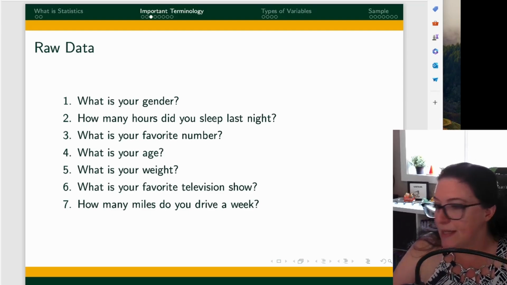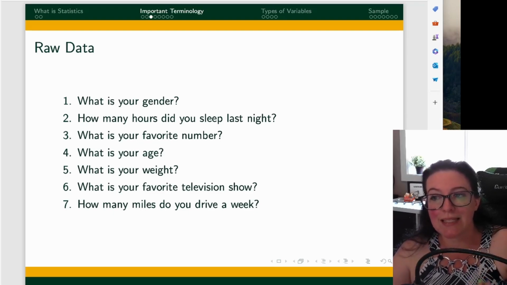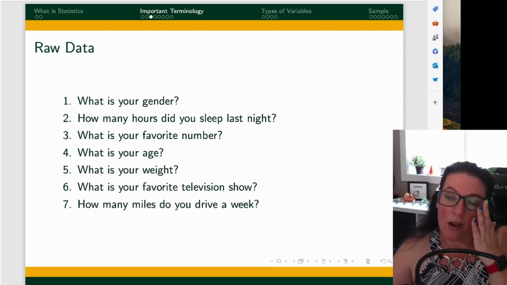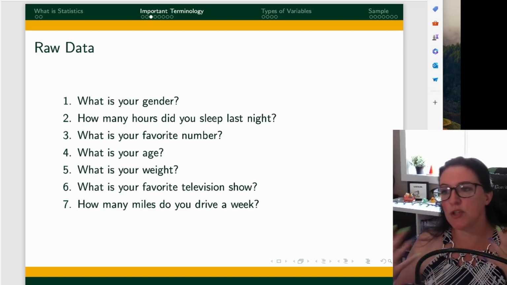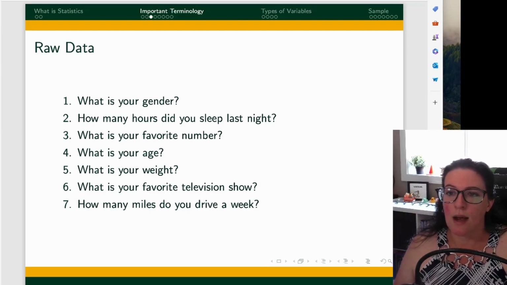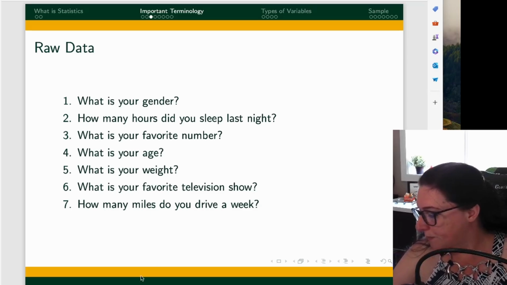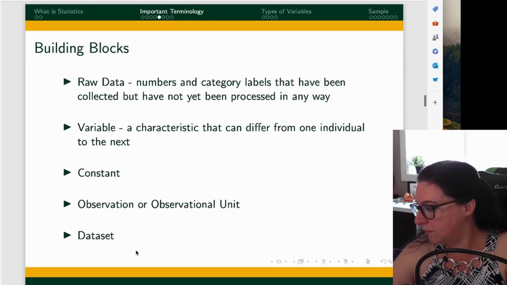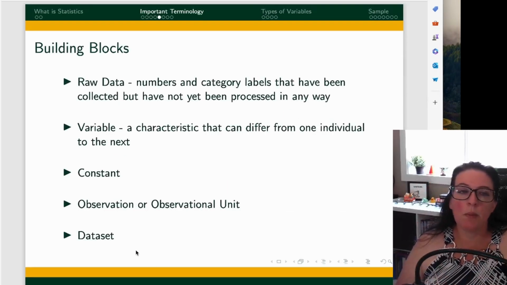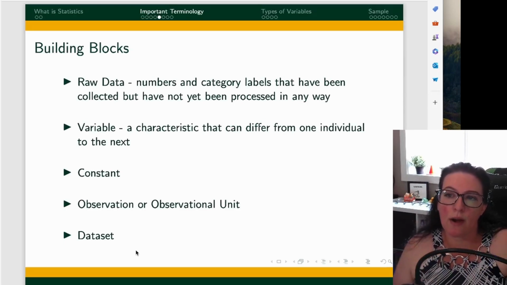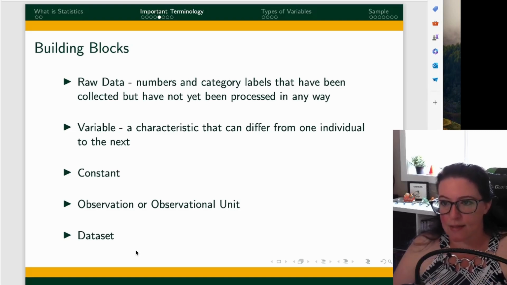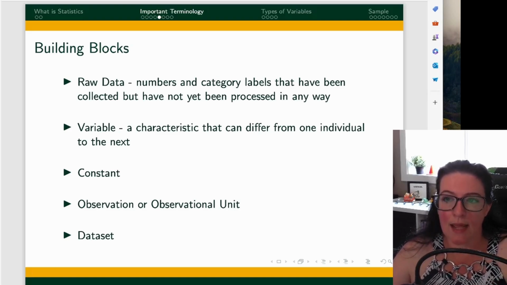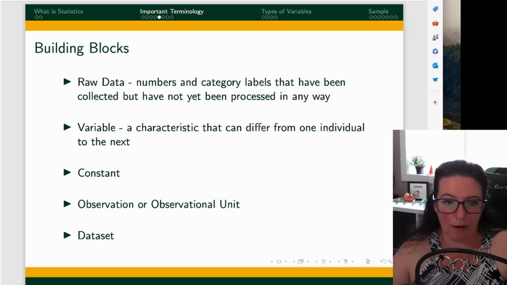So for each of these, whether we're taking it in terms of collecting the information from a survey, or whether we are collecting this information through observation or in our experimental process, this is that raw data. So then the next building block is a variable. So variables are characteristics that can differ from one individual to the next. Now, we're going to take that raw data and we would classify it into a variable, right?